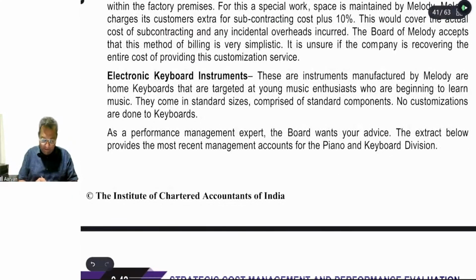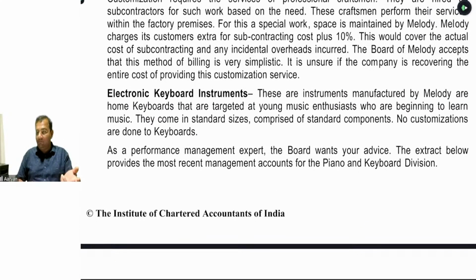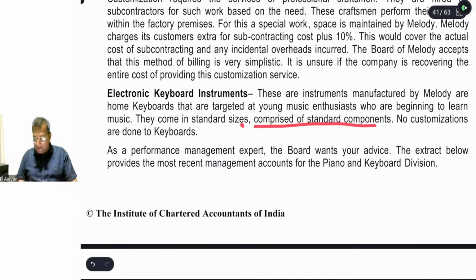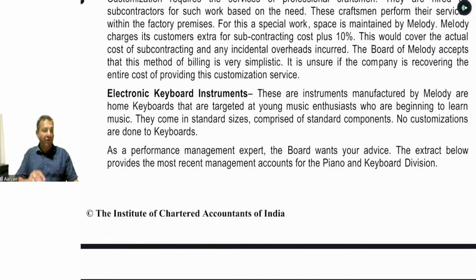Now, product number 2, electronic keyboard instrument. These instruments manufactured by the company are home keyboards that are targeted at young music enthusiasts who are beginning to learn music. The piano is for professional craftsmen, whereas electronic keyboard instruments are for persons who are young and want to learn music. They come in standard 5. This is not customized, the piano is customized, comprised of standard components. No customization is to be done for this particular product, keyboard, as clearly communicated by the question.